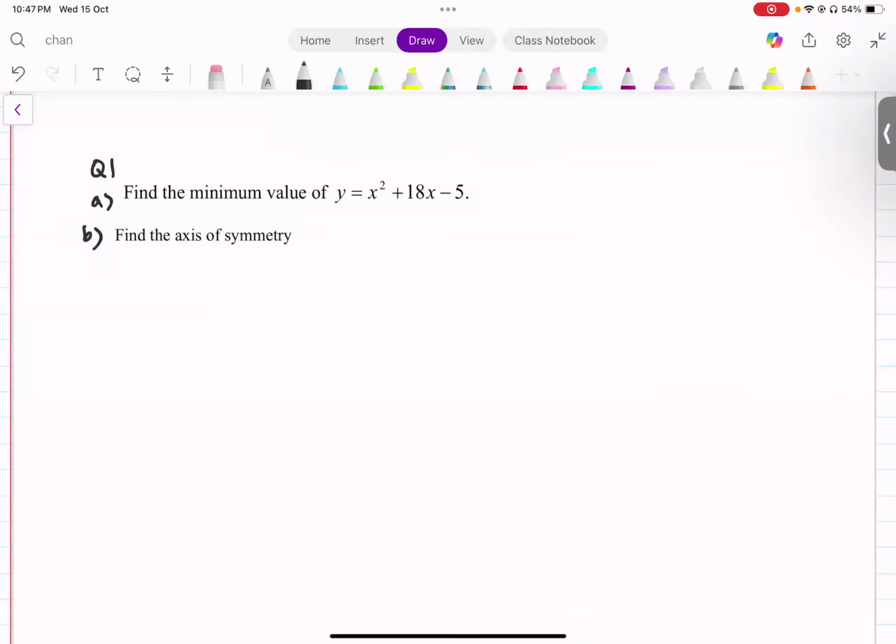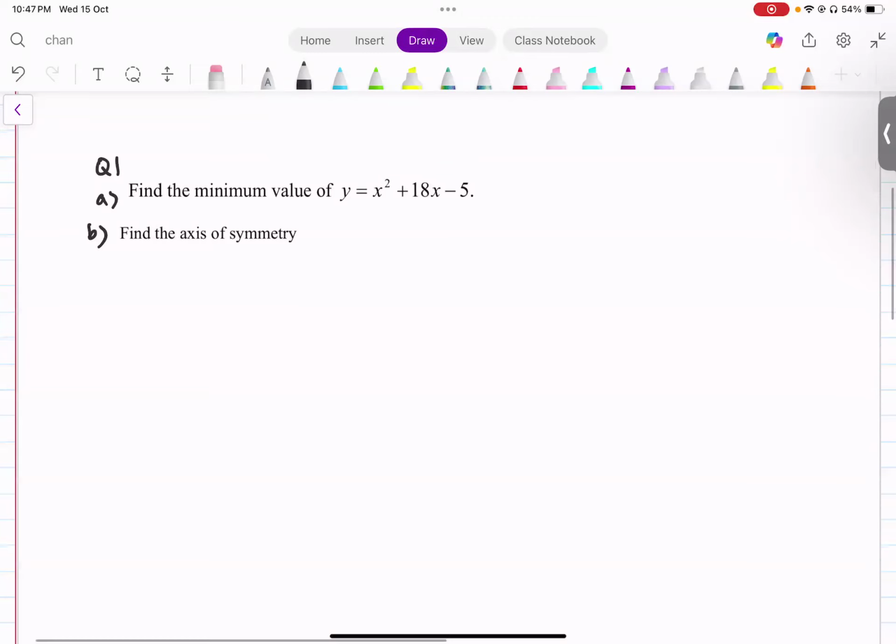Everyone, let's begin with this question. Find the minimum value of, and then they give us this equation. So every time I see the words minimum value, the very first thing that I think of would be the vertex.